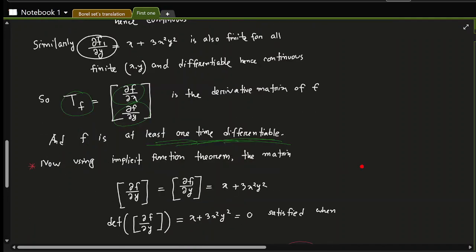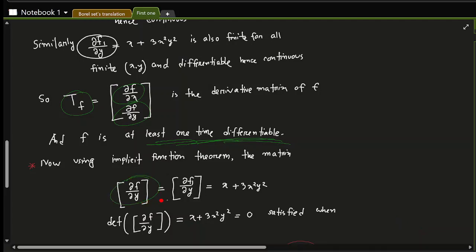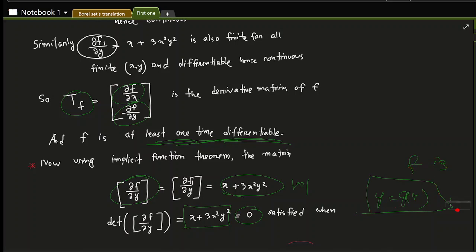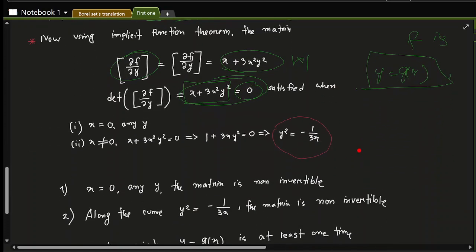Now let's use our implicit function theorem. If you recall, we stated that for a particular point, if this matrix, which in this case is just a 1 by 1 matrix, is invertible, that is its determinant, which is the number itself, is non-zero, then at those points we will be able to find a function g of x that will go through that point and will be at least one time differentiable, just as f is. Now the points where the matrix will be 0 are the points of our concern.